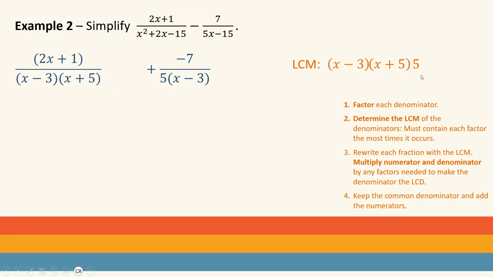And it would be missing the factor of 5. So I'm going to multiply numerator and denominator by 5. And then for the second denominator, it needs the factor x plus 5. So I'm going to multiply by x plus 5 over x plus 5.